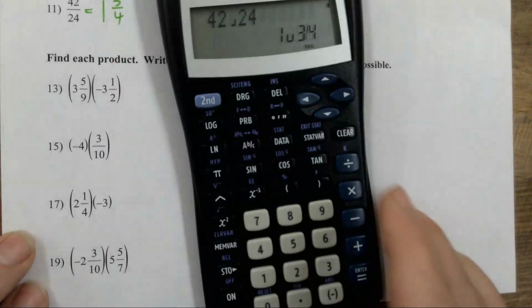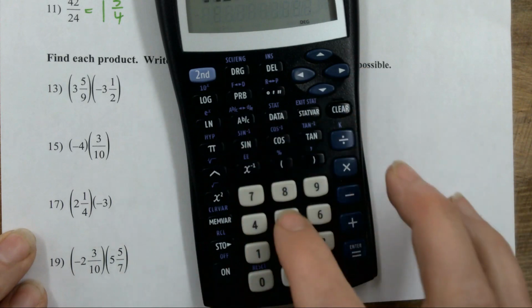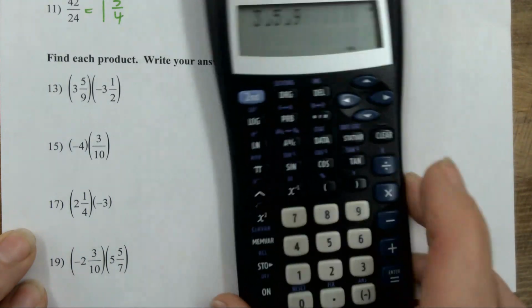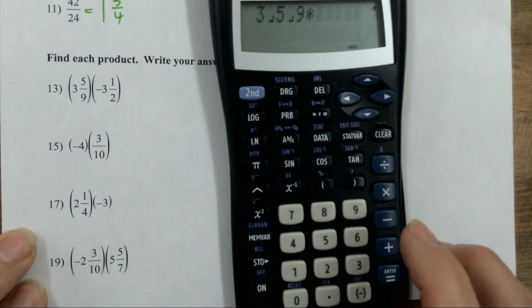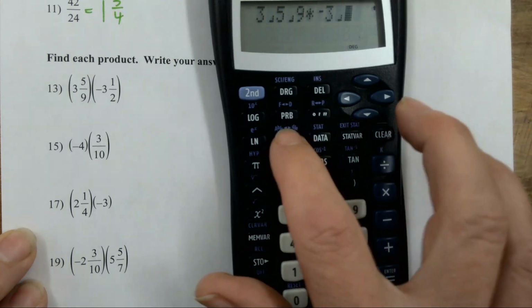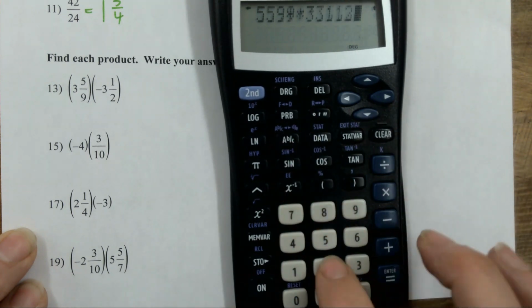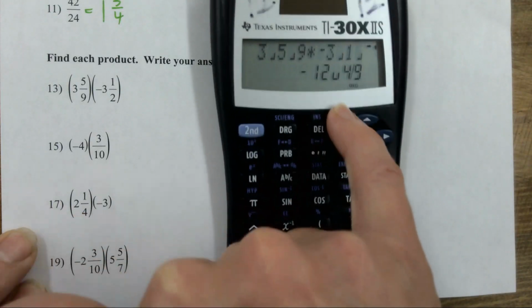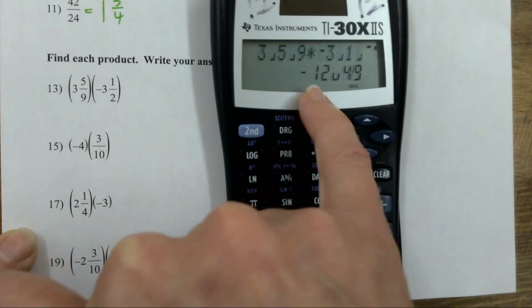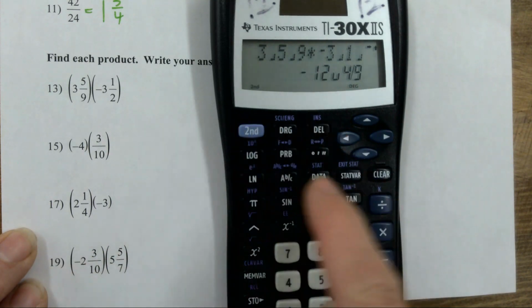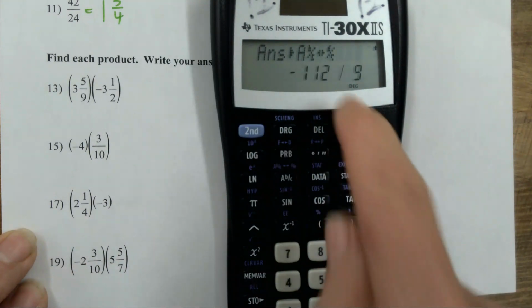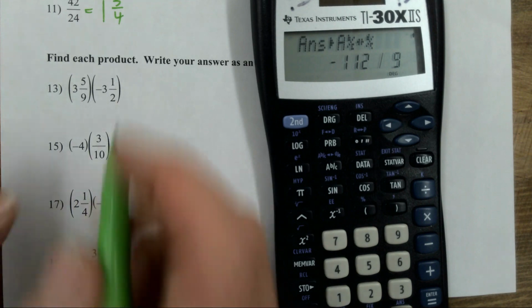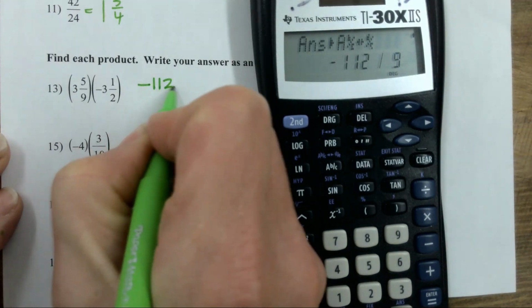So this is 3 fraction 5 fraction 9 times -3 fraction 1 fraction 2. Enter. Mine came up as a mixed number. I want it to be improper. So second fraction, enter, -112 over 9.